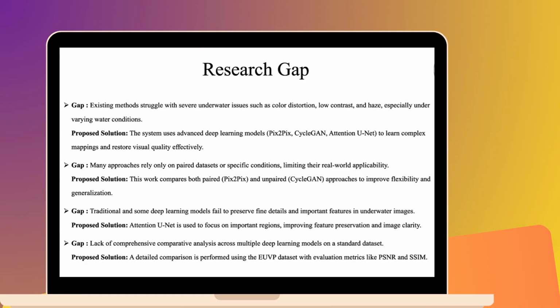So let's go for the research gap. From the literature survey, we identified several research gaps. Firstly, many existing models struggle under varying underwater conditions. Second, some methods only work on paired datasets, reducing flexibility in real-world applications. Third, many techniques fail to preserve fine image details. Finally, there is limited comparative analysis between different deep learning approaches on a standard benchmark dataset. To address this gap, our project compares Pix2Pix, CycleGAN, and Attention U-Net using the EUVP dataset.